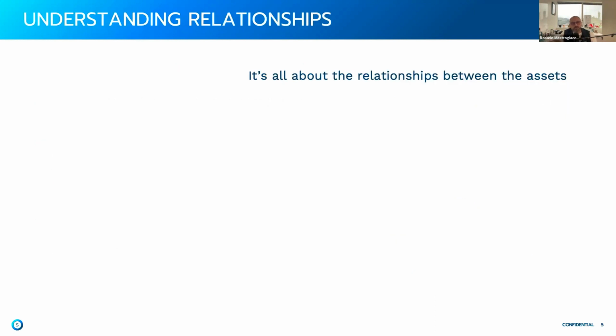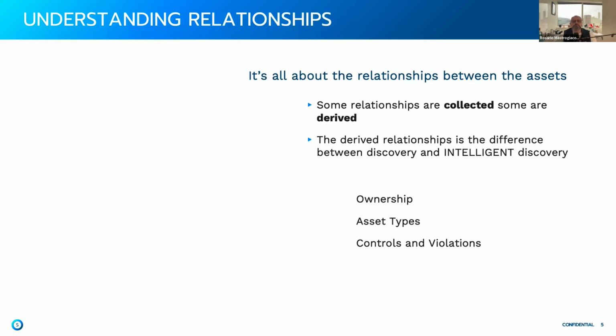So let's talk about those relationships, right? Because again, everything that you're going to collect is about relationship, but there are two types of relationships. There is a collected relationship and a derived relationship. And let's talk about that. So a derived relationship is something that you determine. It's going from pure discovery to intelligent discovery. It's going from just collecting the data to understanding the data.